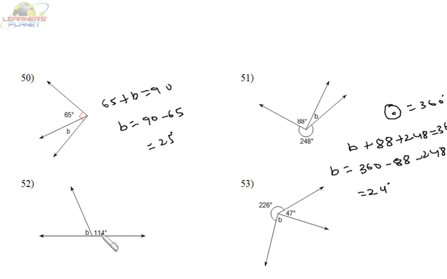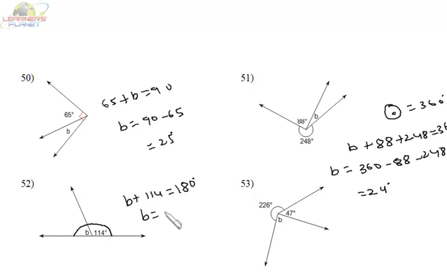Here B and 114, both of them are linear pair, isn't it? So it's a complete angle. This complete angle is lying on a straight line. So this complete angle is 180 degree. That means B plus 114 is 180 degree.